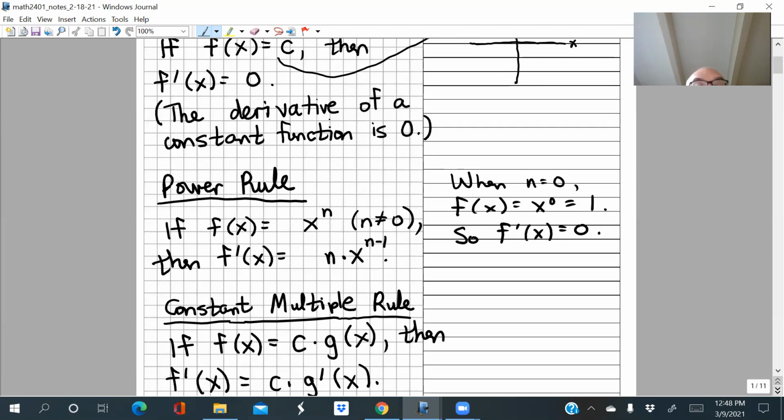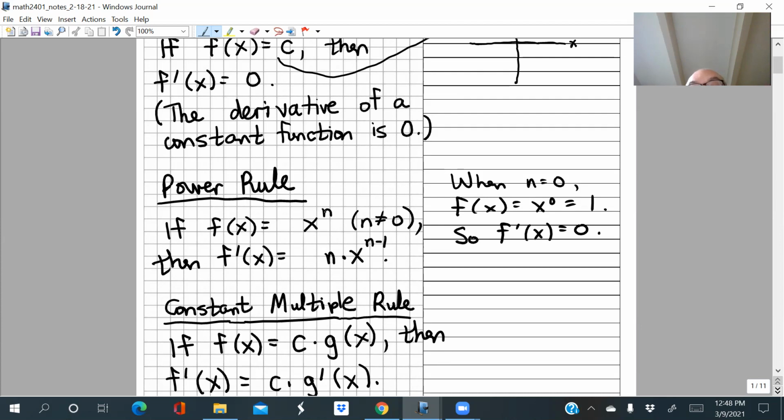So here's what the power rule says. If you have a function that is a power, okay, in this case I wrote a power of x, but it could be a power of whatever your input variable is, right? So if you just have your input variable raised to a power, then the power rule tells you how to take the derivative.